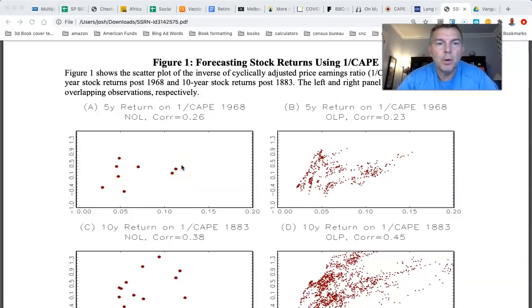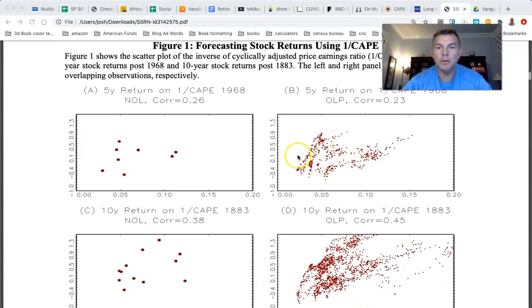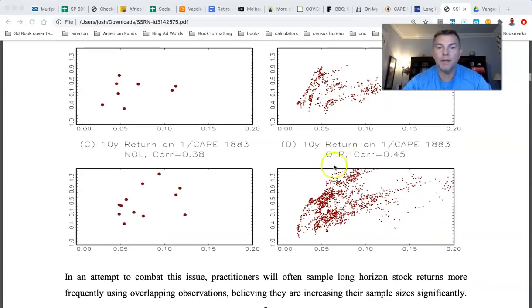1, 2, 3, 4, 5, 6, 7, 8. So we have 5-year returns for CAPE from 1968. We got 8. But if we go to 5-year returns on a monthly basis, we have a hell of a lot more, and it looks a lot more noisy. Look at that swarm effect. Look at that swarm. There's no sense you can make of that in 5-year returns.